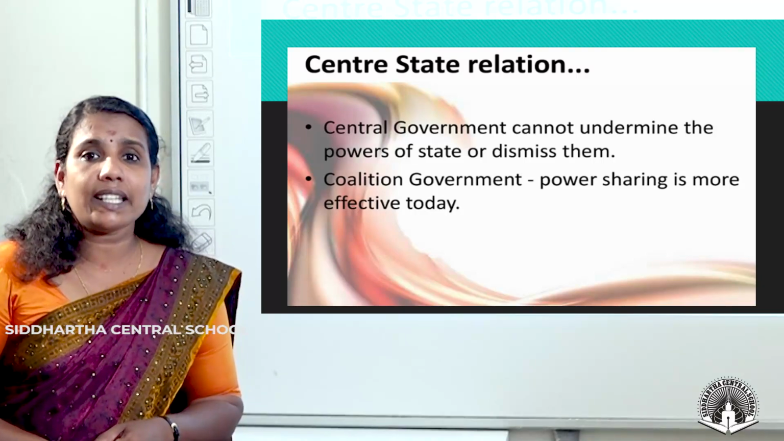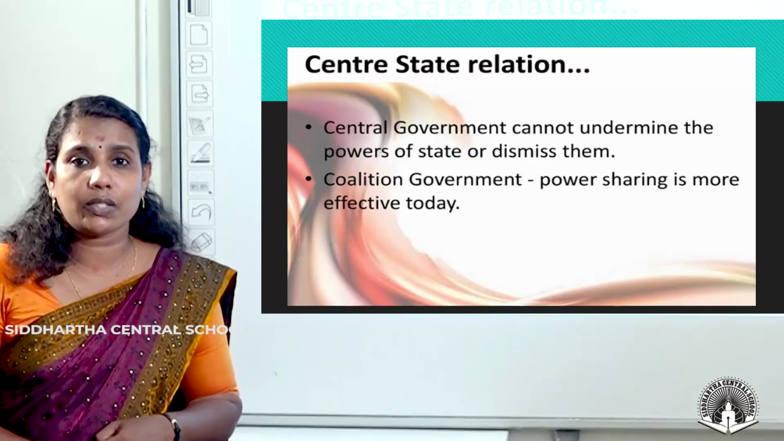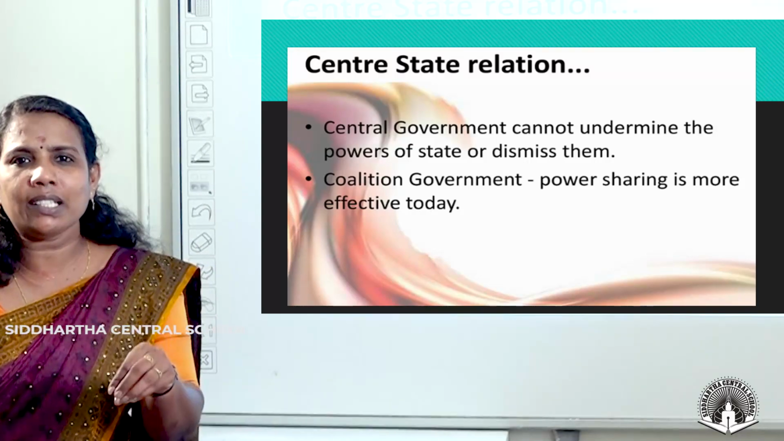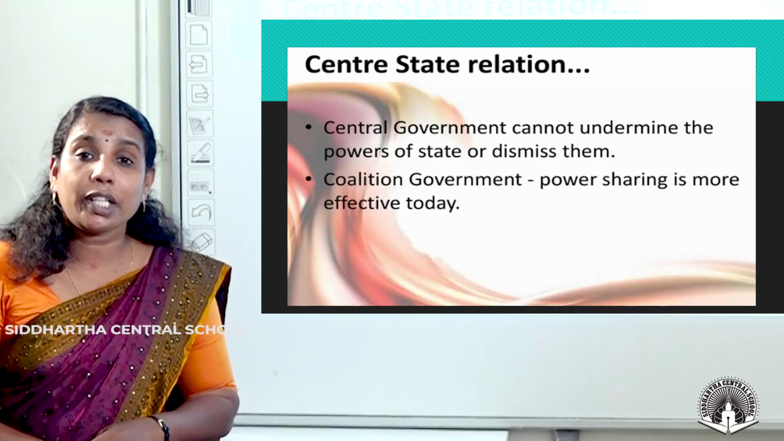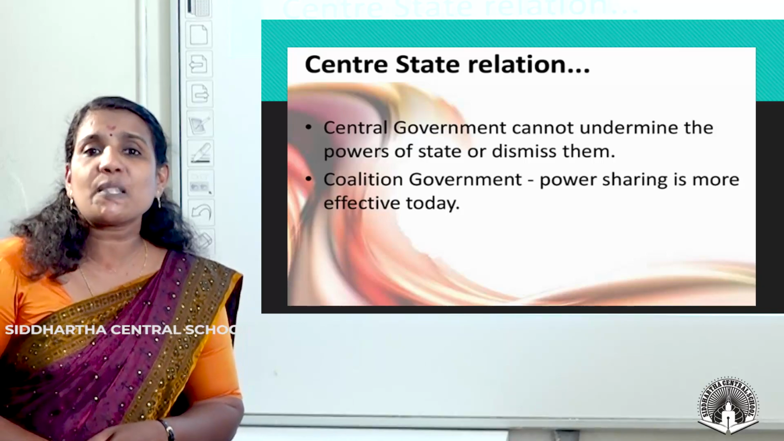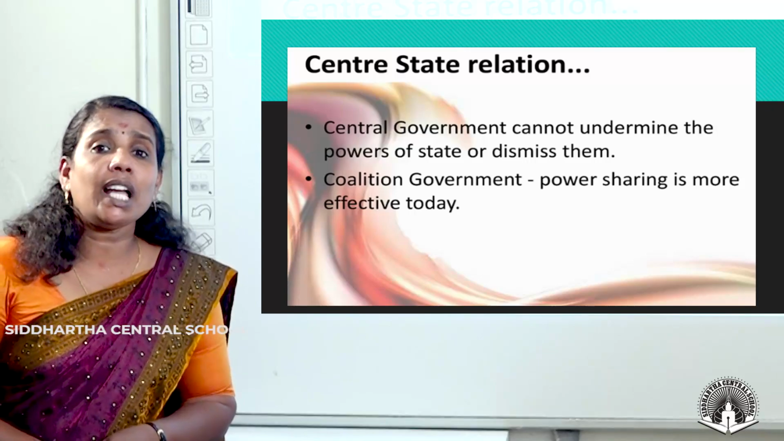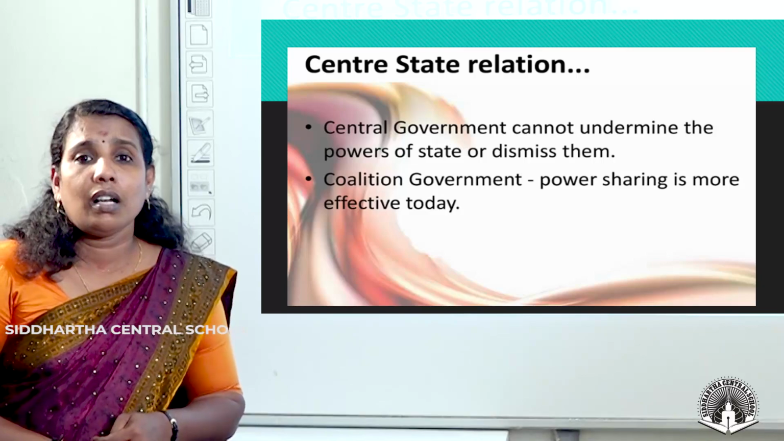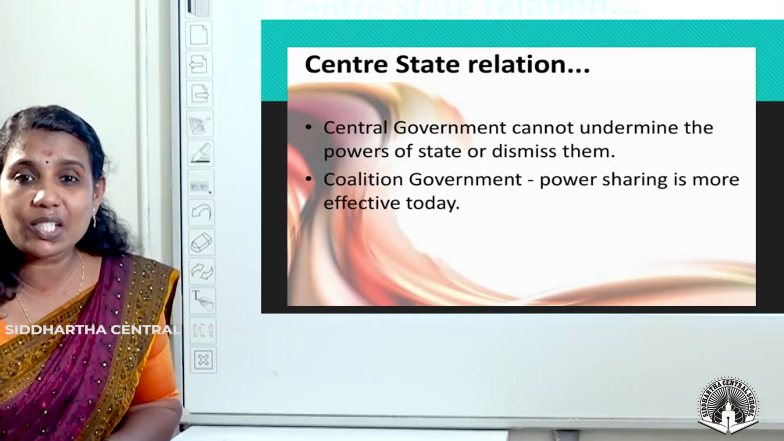And after that, we can see that the center was ruled by one party and the states by different ones. Here, one thing is there, that the central government tried to undermine the powers of state governments. So here also, the central government was misusing the powers for dismissing the autonomous federal units. And after the 1990s, a major step, a significant change happened. That was the formation of coalition government.